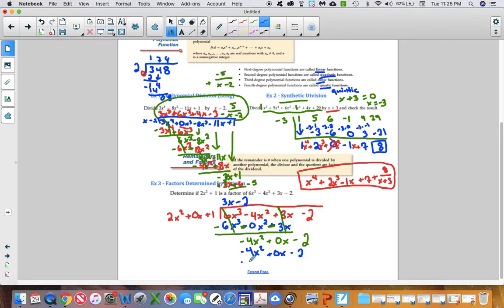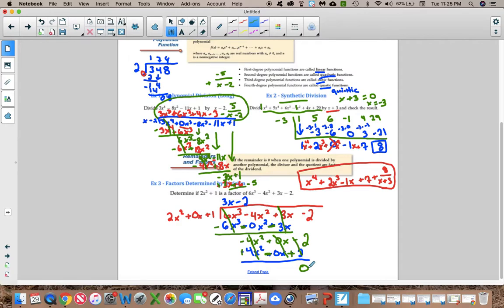All right, and then I need to flip the signs first, right? Flip the signs. So this negative 4x squared will become positive 4x squared. This will really become negative, but it doesn't really matter because it's 0 anyway. And then negative 2 will become positive 2. Okay, so negative 4x squared and positive 4x squared, those are going to go away. The zeros are going to go away. Negative 2 plus 2 goes away. So I really have a remainder of 0.